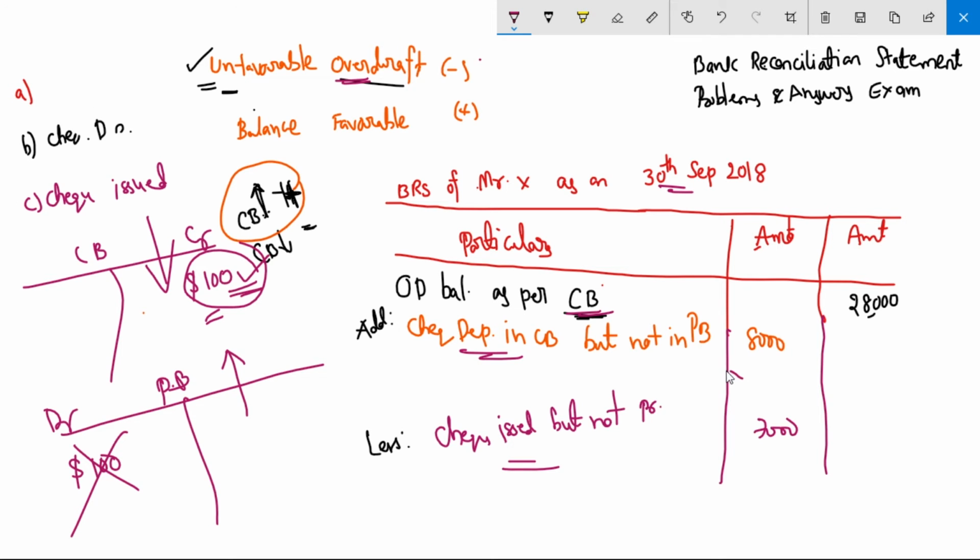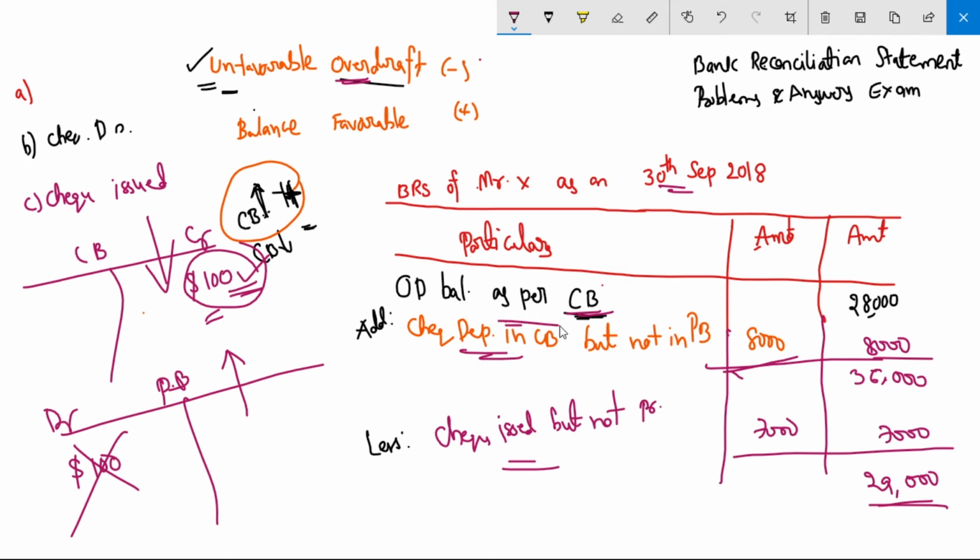Now all additions are how much? 8,000, 8,000. So it will be how much? Good, 36,000. And all deductions are 7,000. So this is how much? 29,000. And this is what they gave as per CB. Now we have to find the balance as per which book? PB, because we are finding PB.